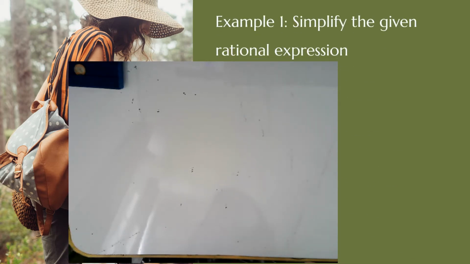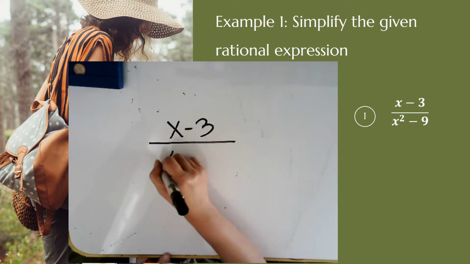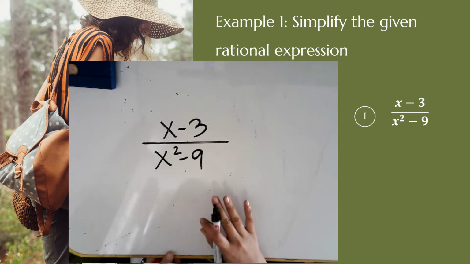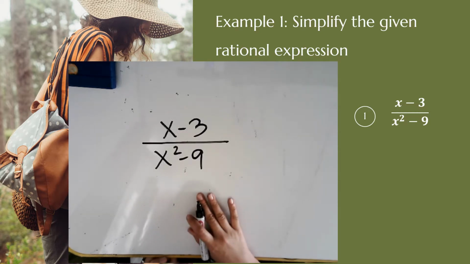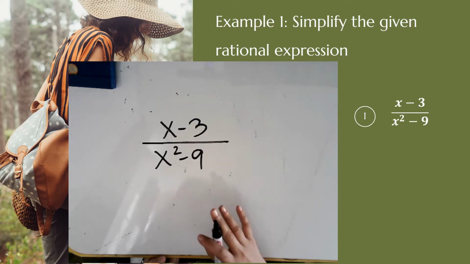Example number 1. Simplify the given rational expression x minus 3 over x squared minus 9. So let's simplify this rational expression. How? By factoring the expressions that we can factor.